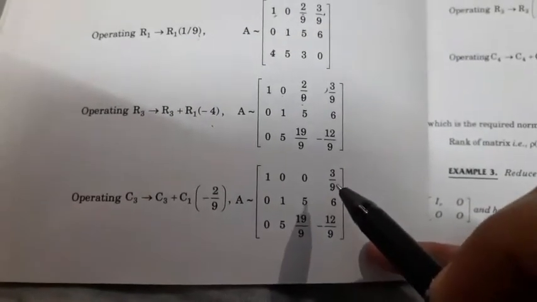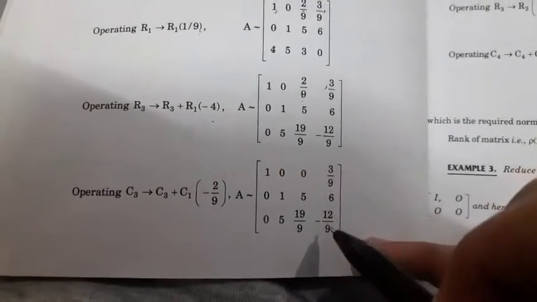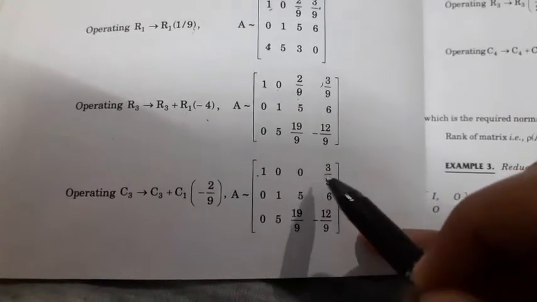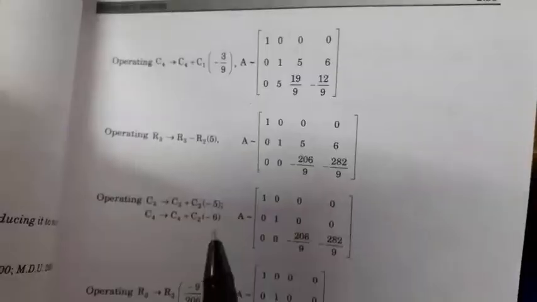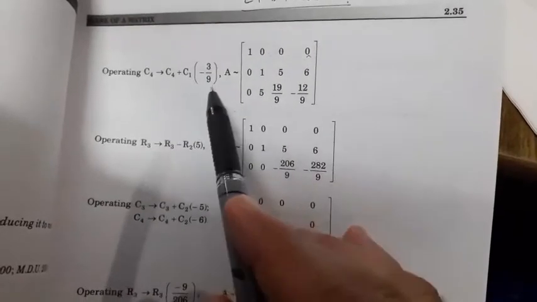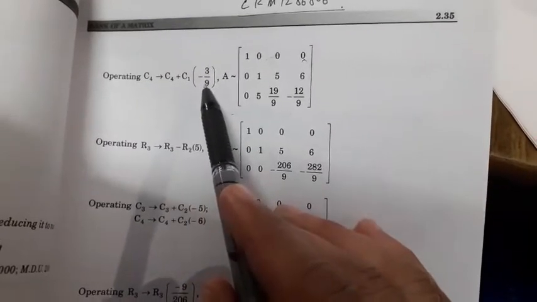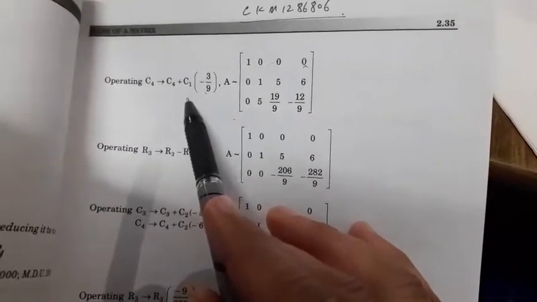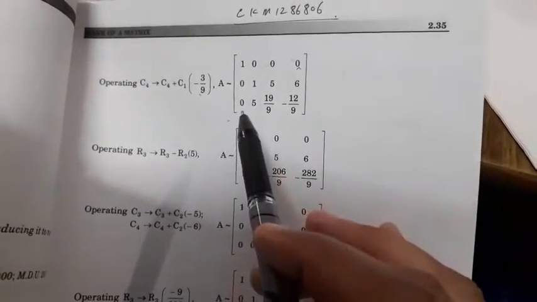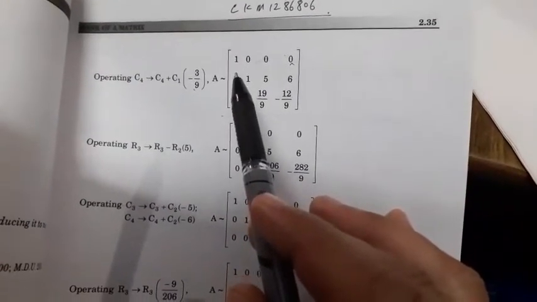Now to make this element 0 we operate on C4. This is the column C4 minus 3 by 9 C1 to make this element 0. After making that operation, this element becomes 0. C4 plus C1 into minus 3 by 9, or we can write C4 minus 3 by 9 C1, and by using this element we make this column and this row completely 0.